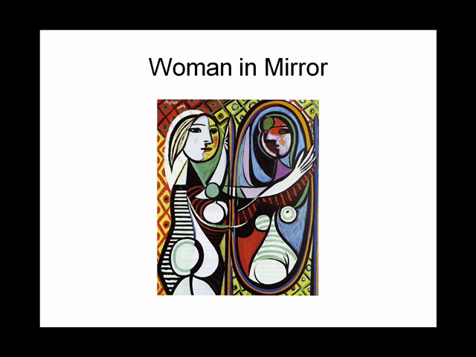Okay. Woman in Mirror, Pablo Picasso. Probably one artist that most people recognize. Let's run it down. Consonant or dissonant? I'm thinking most people would probably say dissonant.